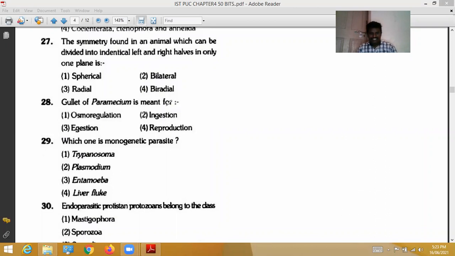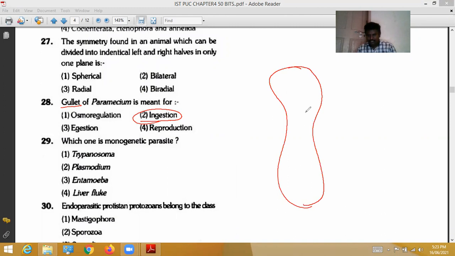Next bit. The gullet of Paramecium is meant for what? The gullet is a food pipe. Through the food pipe, the food enters inside. The process is called ingestion. Paramecium is called the slipper animalcule because its body seems slipper shaped. When water is driven with the help of cilia, the food materials enter into the gullet. So the entering of food material into the gullet of Paramecium is called ingestion. It is a direct question.